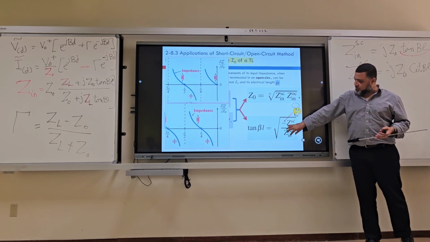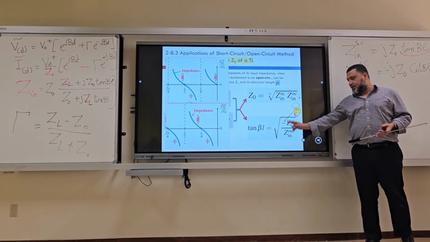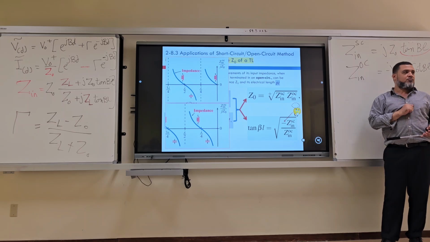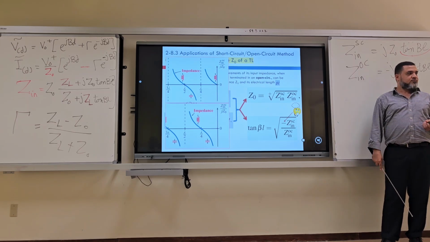And one of them will be positive, the other must be negative. The other negative will cancel this negative. So we end up with a positive value under the root. Okay?